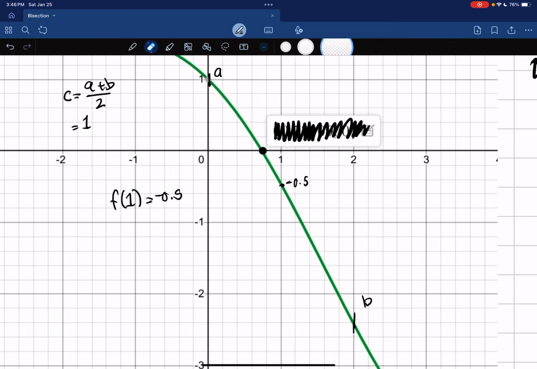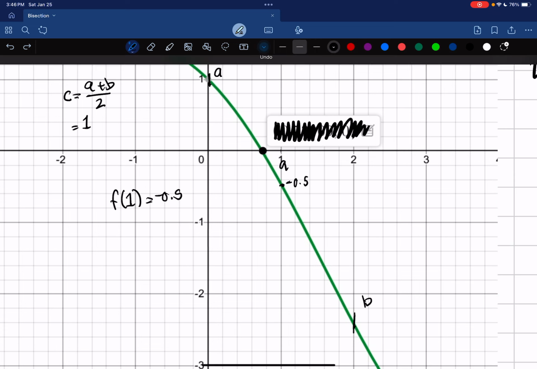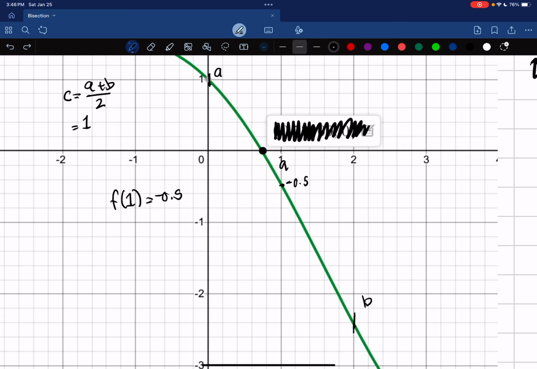So then I'm going to think, which do I shift, A or B, so that I get closer to my root and my interval gets smaller? If I bring A here, that means my new interval is this, and obviously there's no root here. So instead of this, I'm going to shift B. So I get closer. So now B is here.